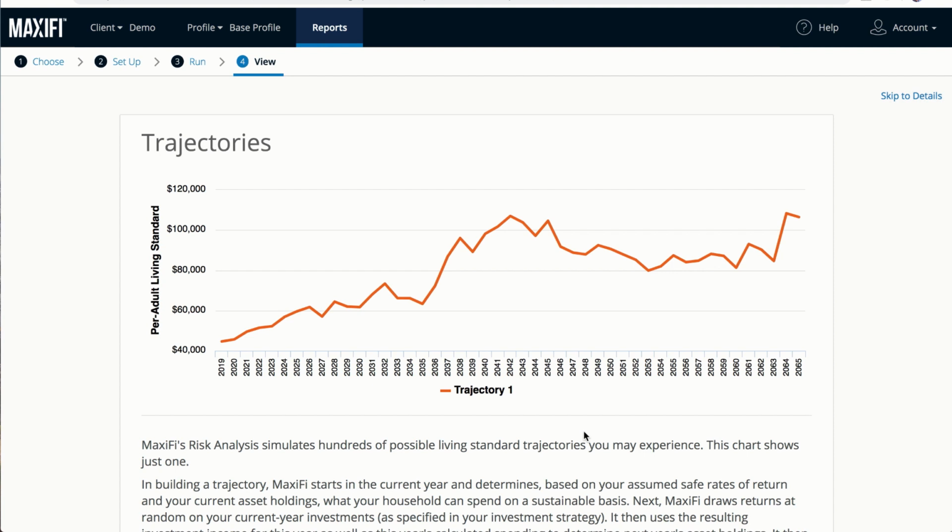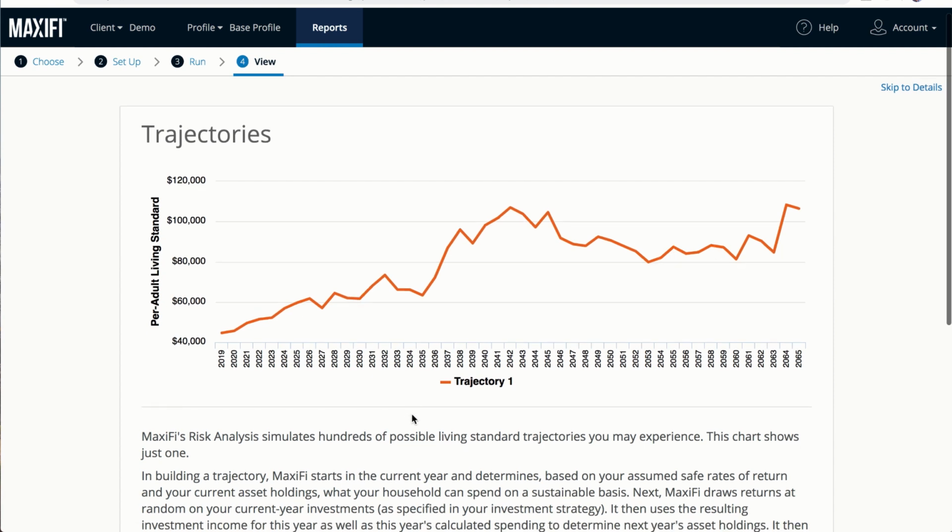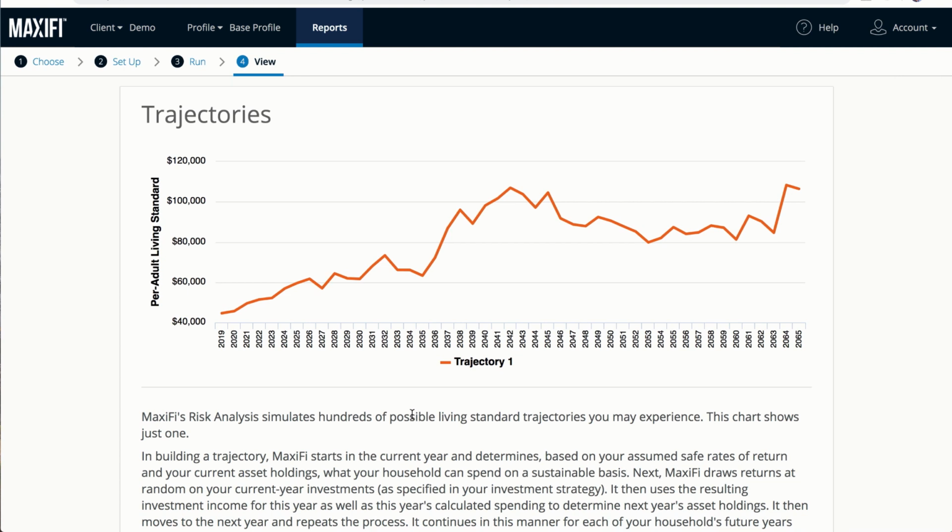And you can see that in this trajectory, and it's one of 500 that we're running for the base strategy, but we also run 500 trajectories for the safe strategy and for the risky strategy. And I'll be comparing those results with you in a few minutes. But for the base strategy here, we have a typical trajectory.